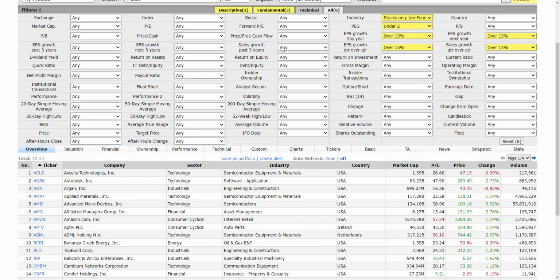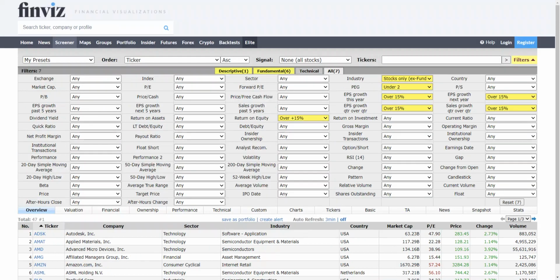After that, I like to use return on equity. It's basically a measure of a corporation's profitability that reveals how much profit a company generates with the money shareholders have invested. It's calculated as net income divided by shareholders' equity. So in this case, again, over 15%, just like that.